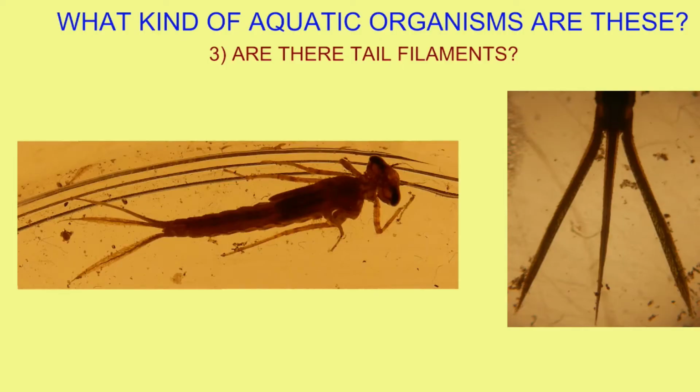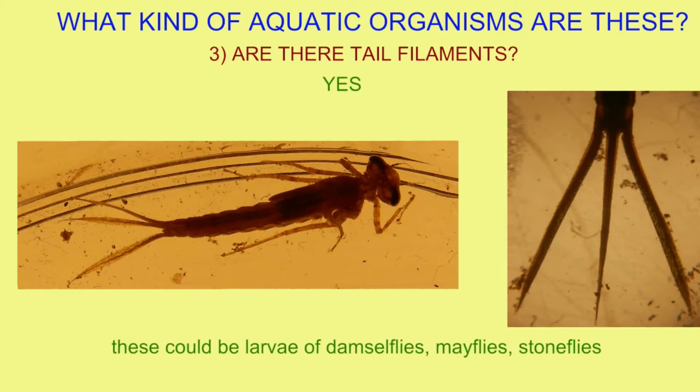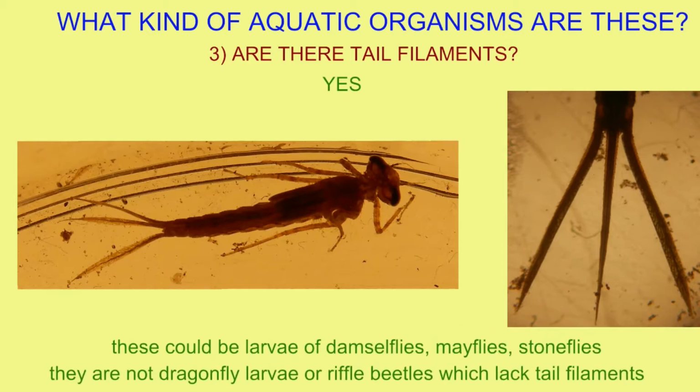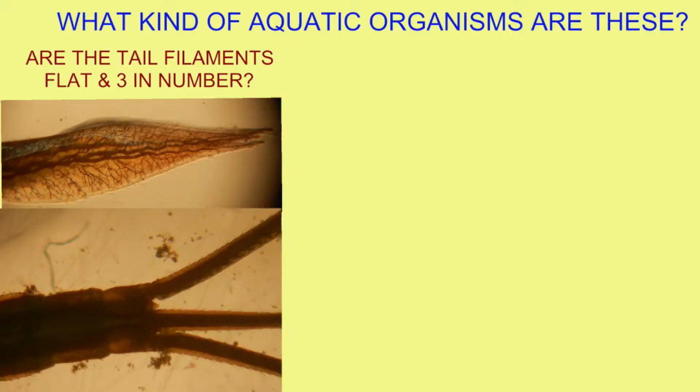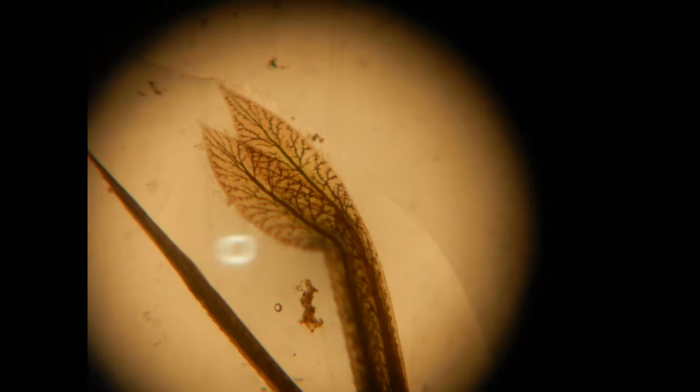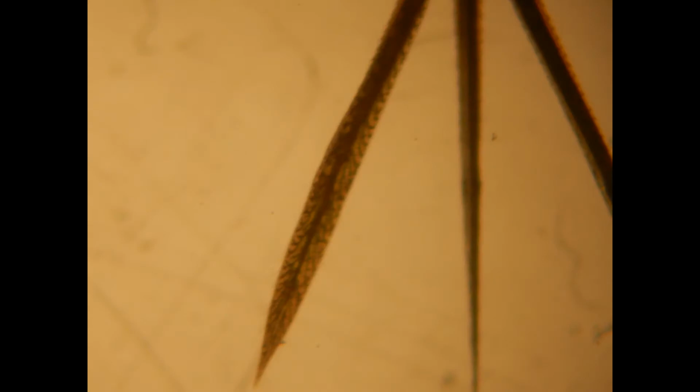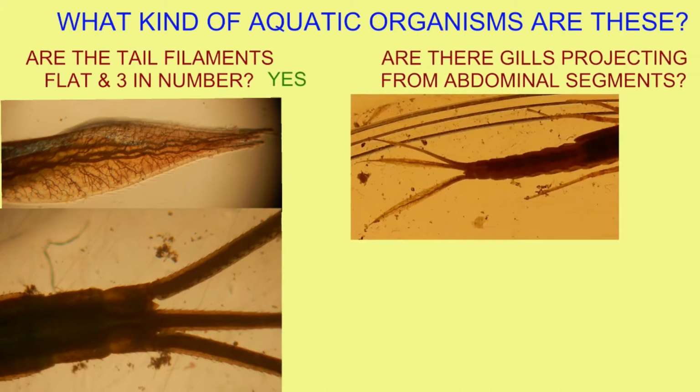Are there some sort of filament coming from the tip of the abdomen? The answer clearly here is yes. So thus these could be damselfly, mayfly, or stonefly larvae, but not dragonfly larvae or riffle beetles, which lack these tail filaments. How many tail filaments are there? In this organism, there are three. Are they flat as opposed to thin rods? The answer is yes.